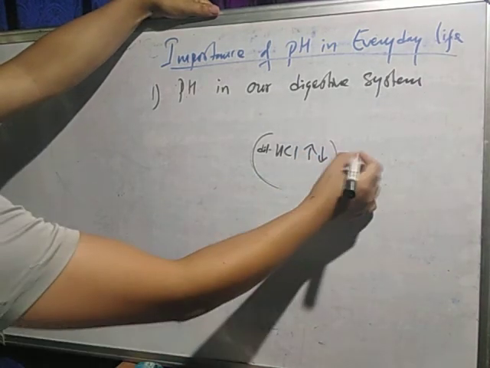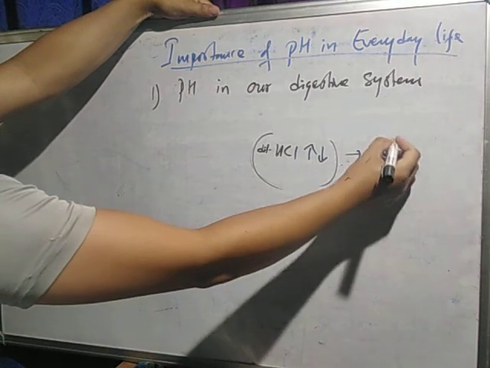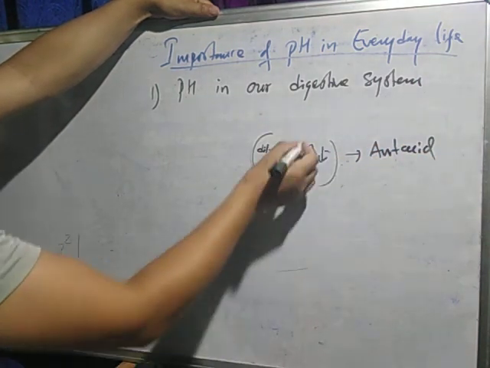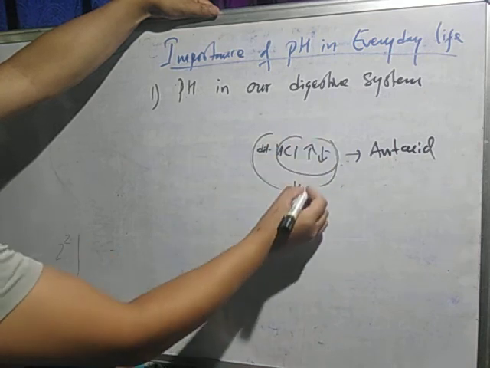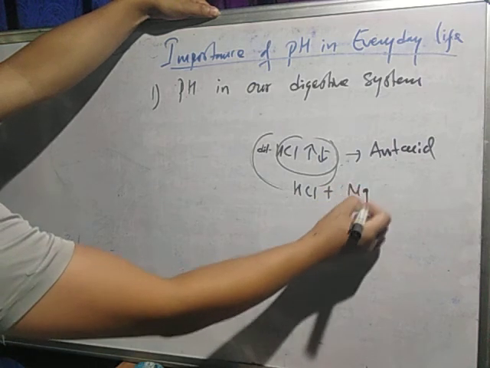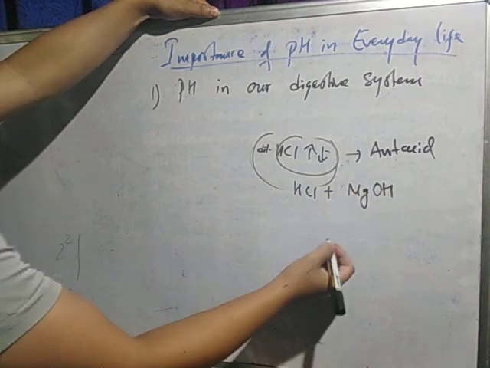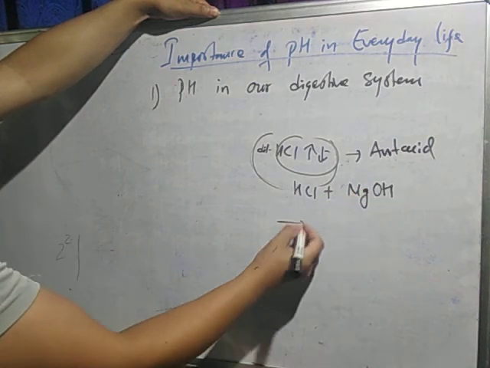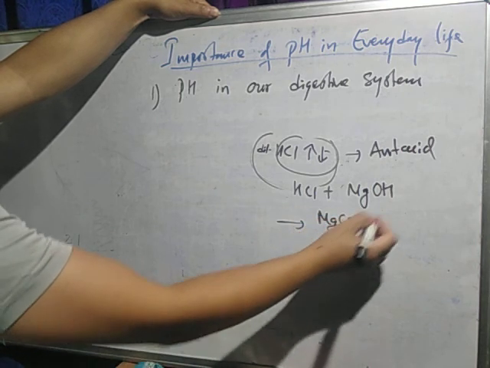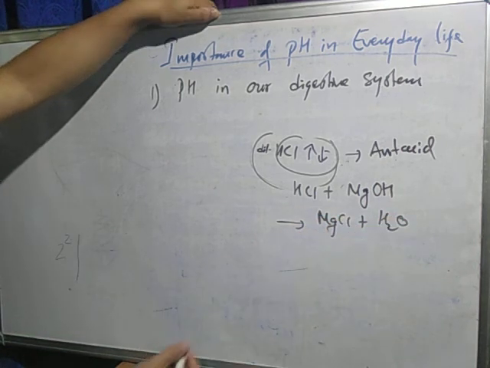You take a tablet called antacid, clear? So after adding the antacid, it gets neutralized. So HCl plus one antacid, which is magnesium hydroxide. Magnesium hydroxide is a base, isn't it? So it will give salt plus water, so a neutralization reaction happens.